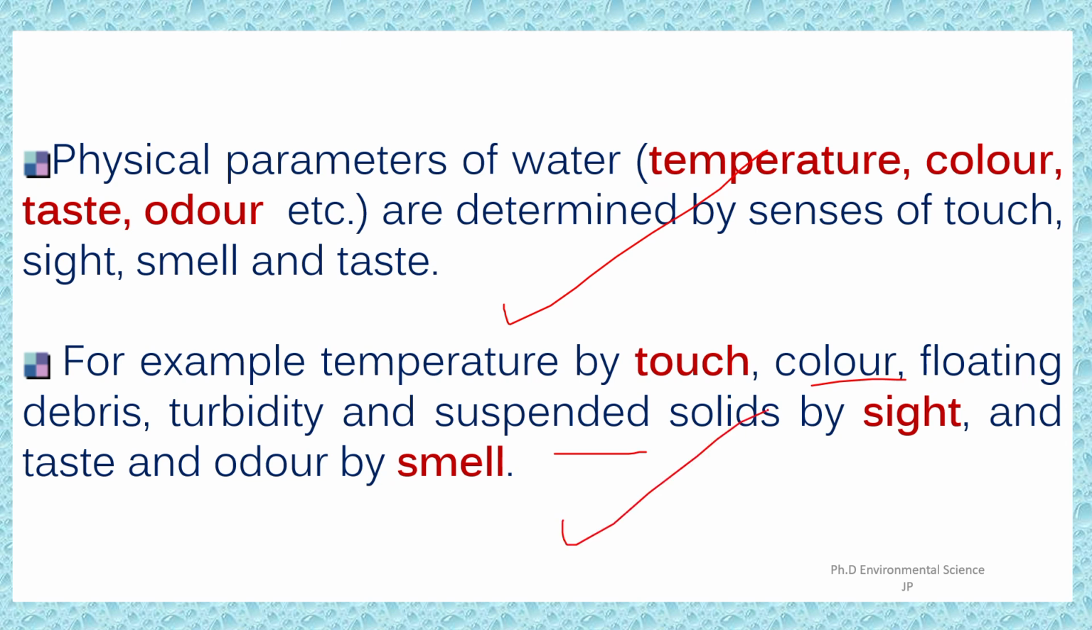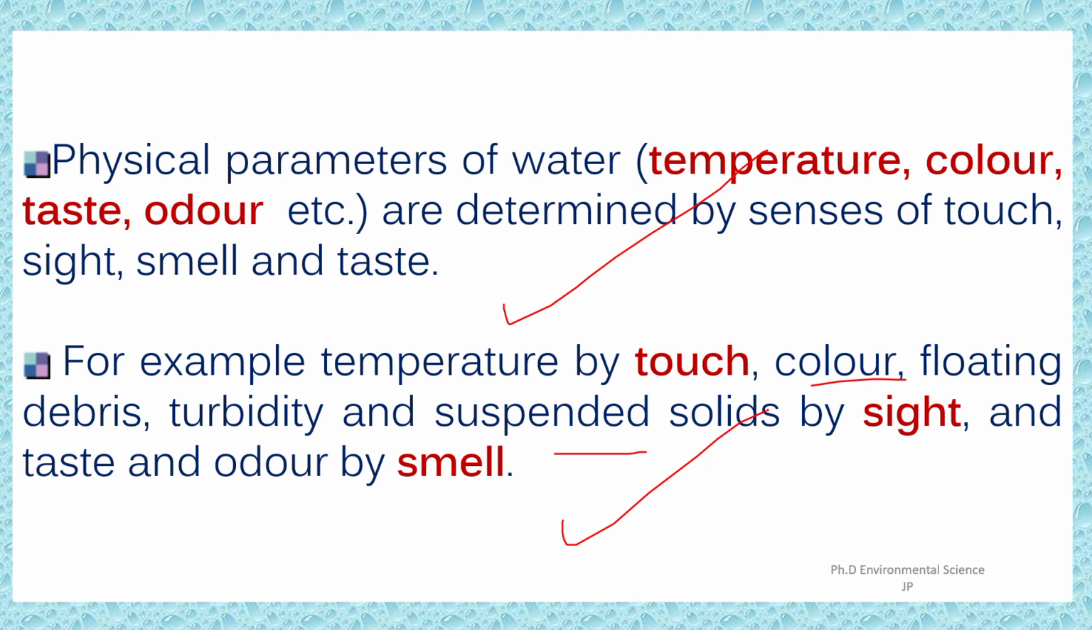Then floating debris. Large particles or floating debris in the water are also observed visually. This can include things like leaves, plastic, or other visible materials. Then suspended solids. Similar to turbidity, suspended solids are particles that are suspended in the water column. They can be fine particles that give water a cloudy appearance.